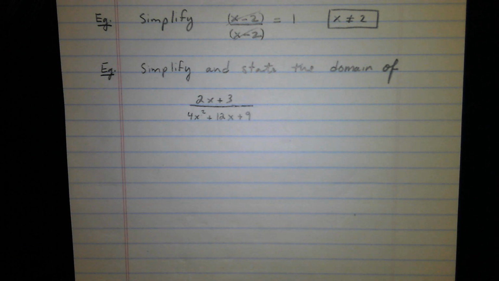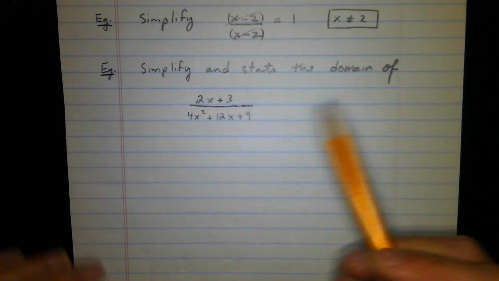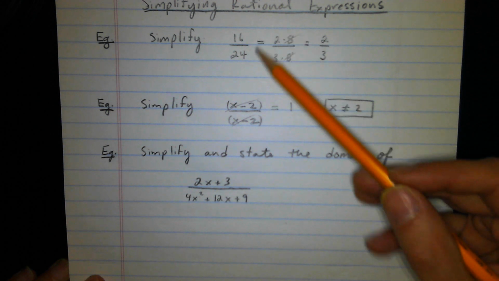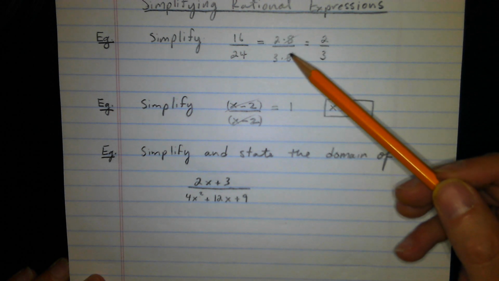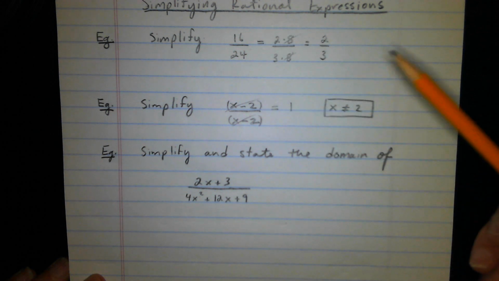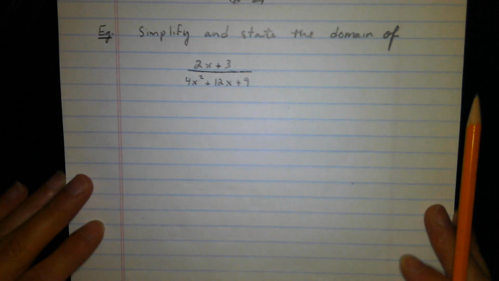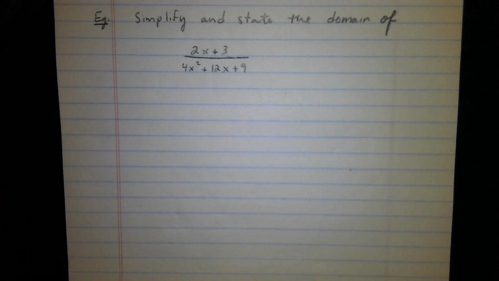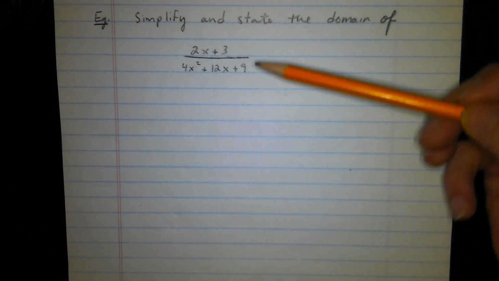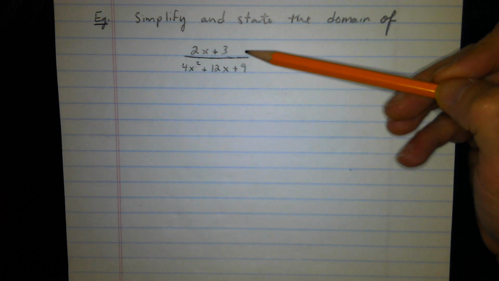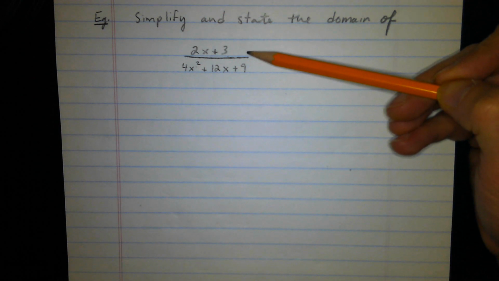So anyhow, so what do we need to do here? Well, observe in the first example we did, we factored the numerator and denominator, and that allowed us to cancel common factors. So all we need to do here to simplify this rational expression is simply factor the numerator and denominator. The numerator is already a linear factor, so it's already factored.